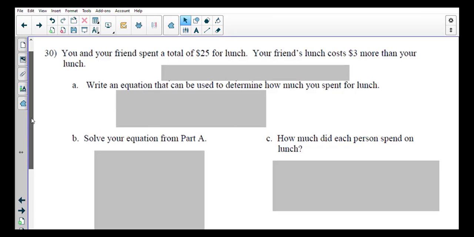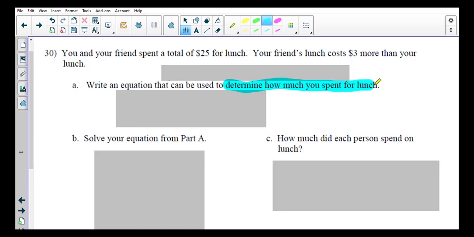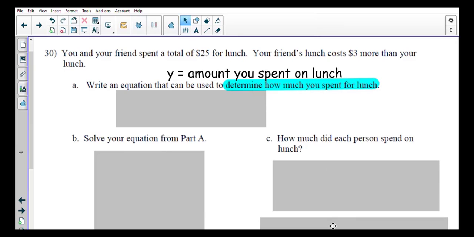So number 30, it says, you and your friend spent a total of $25 for lunch. Your friend's lunch costs $3 more than your lunch. A, write an equation that can be used to determine how much you spent for lunch. B, solve your equation from part A. C, how much did each person spend on lunch? All right, so keep in mind we're trying to determine how much you spent for lunch. So I defined a variable to represent that. I chose Y to represent the amount you spent on lunch.